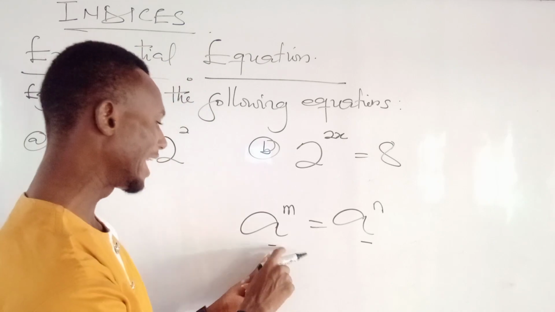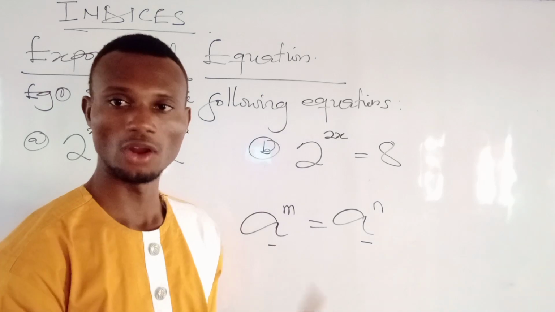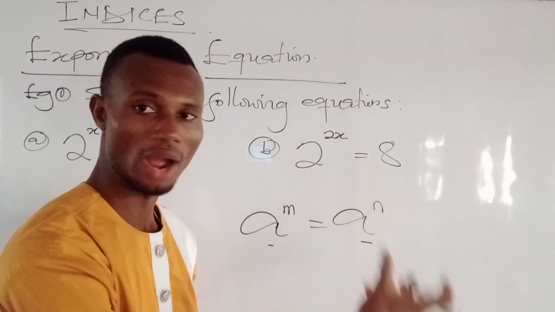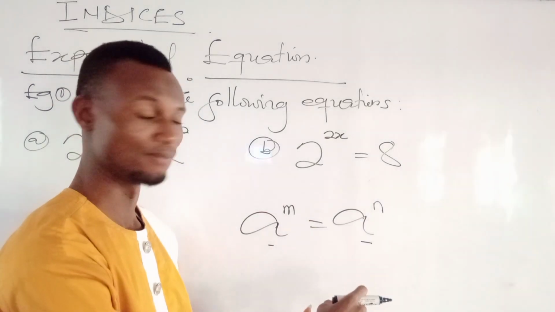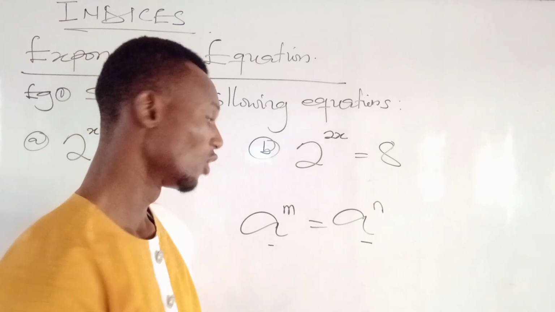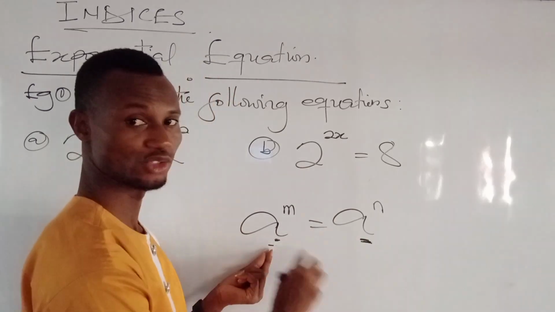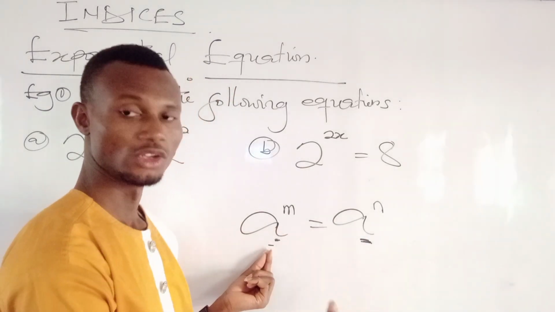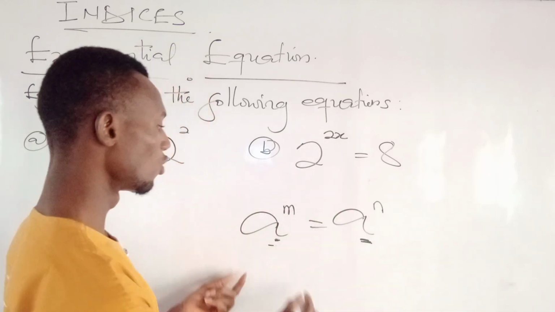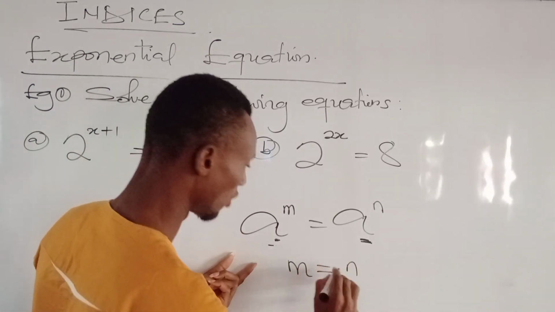Okay, so having a to the power m equals a to the power n, the law says that having the bases to be the same, it means we can equate the powers, because having the bases to be the same, the powers too are also the same. You can see the base here is a and the base here is also a, so the bases are the same. So the law says we can equate the powers, so it's going to be m equals n. I hope you are following.